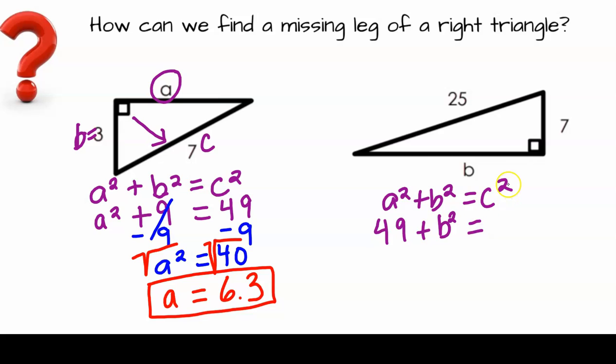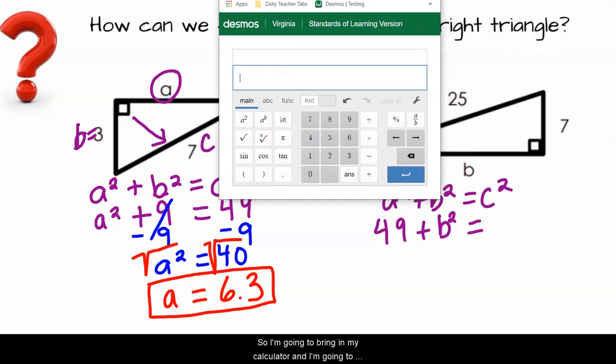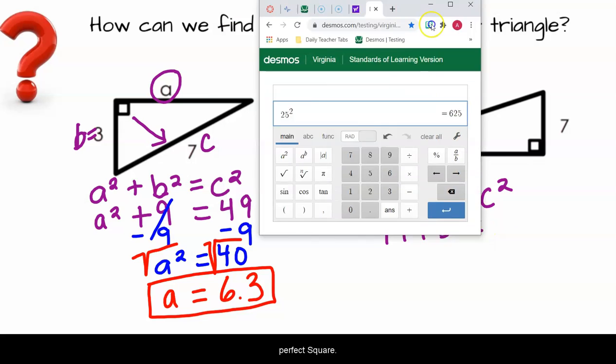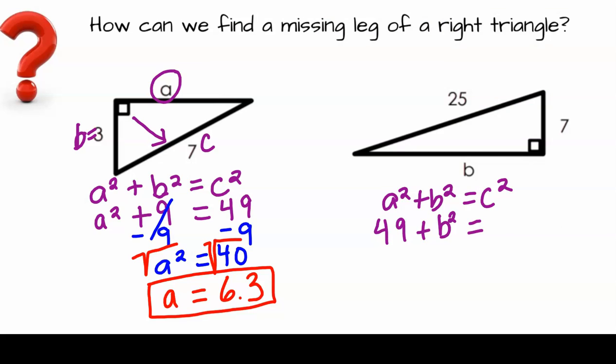I do know c squared because I'm going to square 25. And I may need my calculator for this. So I'm going to bring in my calculator and I'm going to put in 25 squared. And you can see that our value here is 625. So I'm going to put 625 for c squared. Now, since I don't know b squared, but I want to find the value of b, I'm going to take 49 away from both sides.